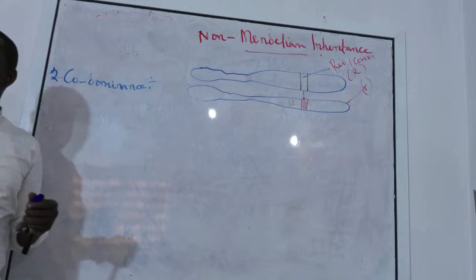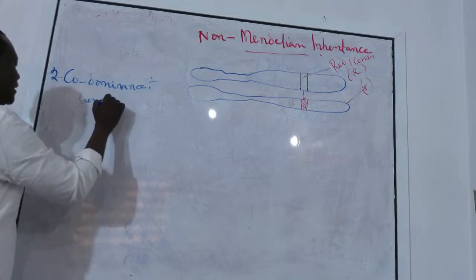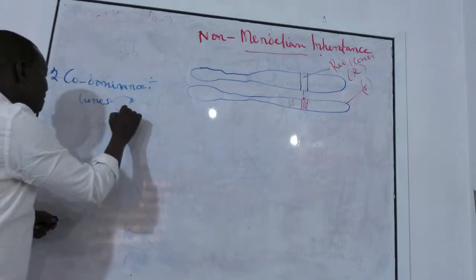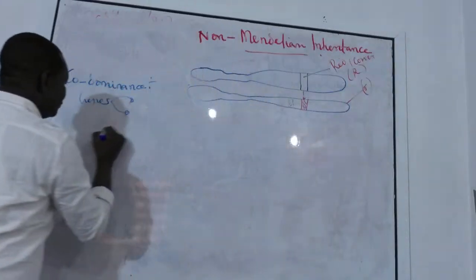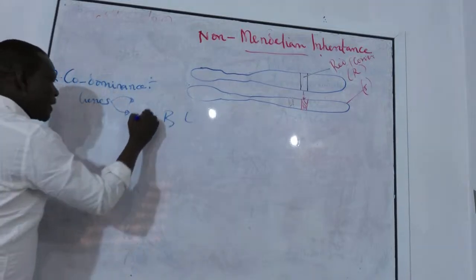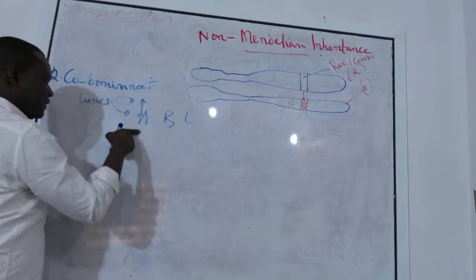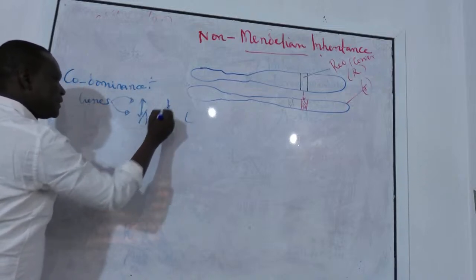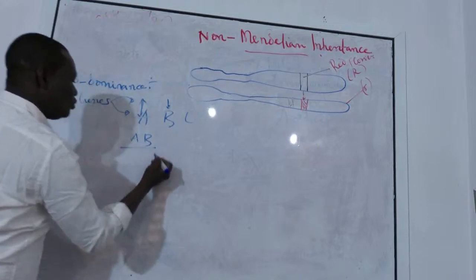So they now discover that there are some genes that have the same chance, for example, in the ABO blood grouping. So A has the same chance to dominate as B. So A and B are co-dominants.